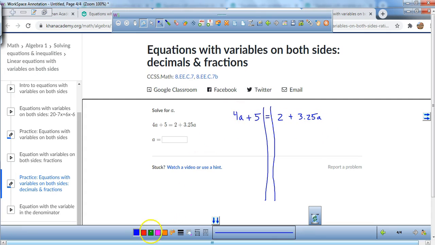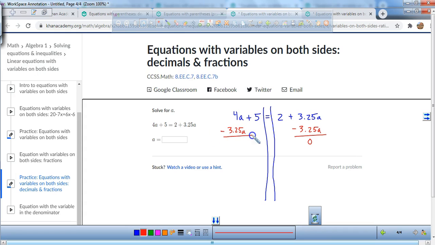On the left side. So now I'm going to take away 3.25a from one side, and I'm going to take away 3.25a from the other side. Now, why do I have to take away? Because that says plus, so I have to do a minus. Remember, they have to be additive inverses. If we got to get to 0 on this side, whatever we do to one side, you have to do to the other. And so we just do 4 minus 3.25.